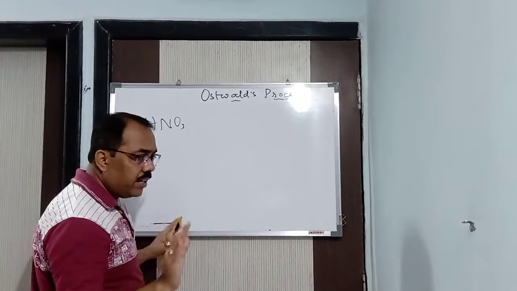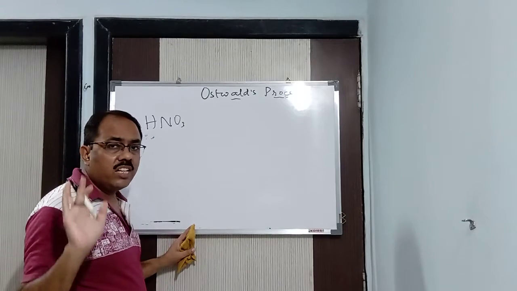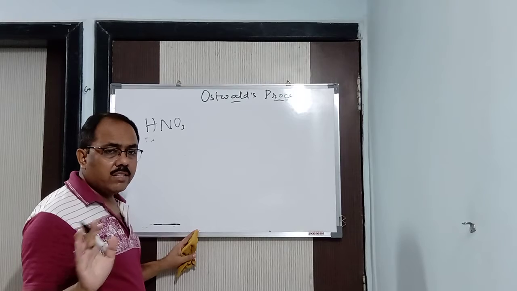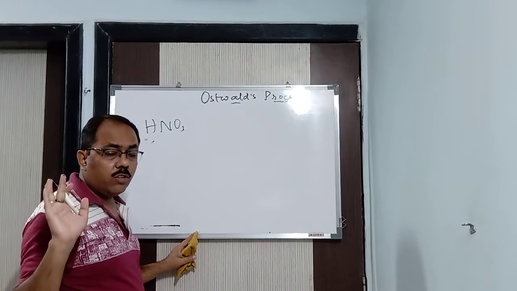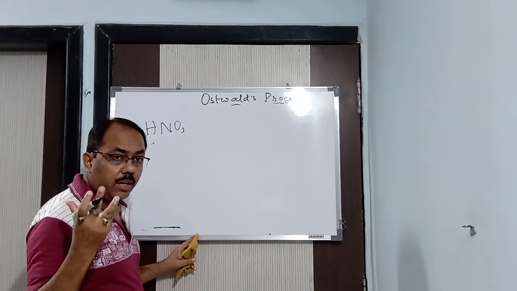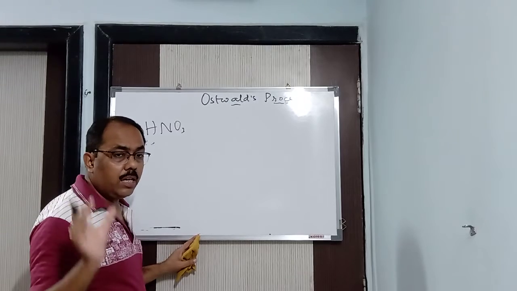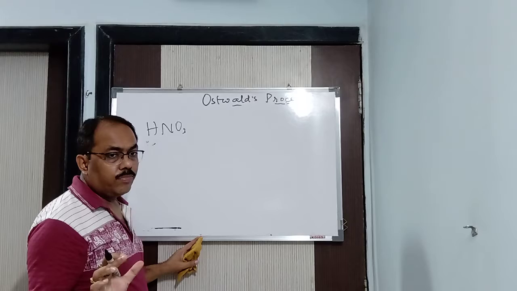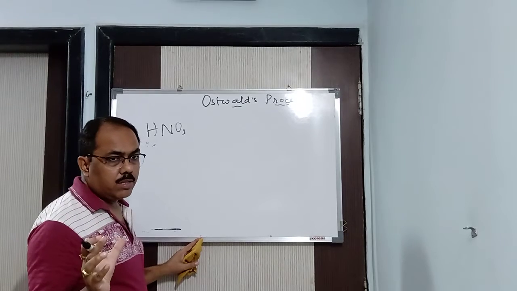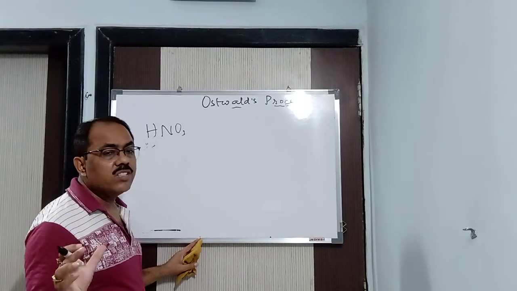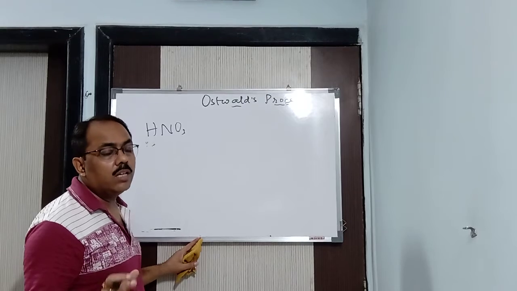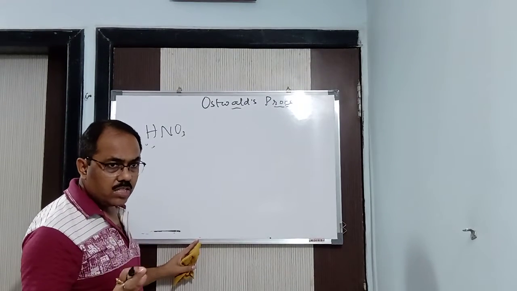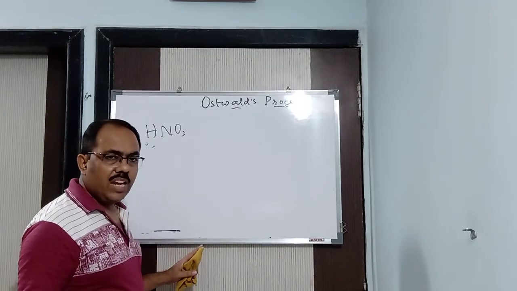Because concentrated nitric acid is an oxidizing agent. Why? Because concentrated nitric acid does not dissociate into its ions. It's a covalent compound. Listen carefully. Concentrated nitric acid does not give H plus ions. It decomposes to give you nascent oxygen, and nascent oxygen helps in oxidation. So remember, concentrated nitric acid acts as an oxidizing agent. Even dilute nitric acid also will act as an oxidizing agent.